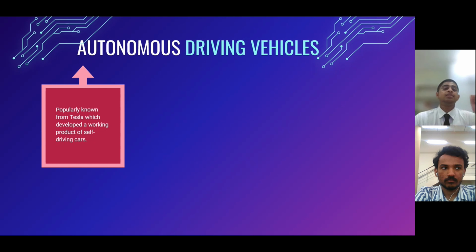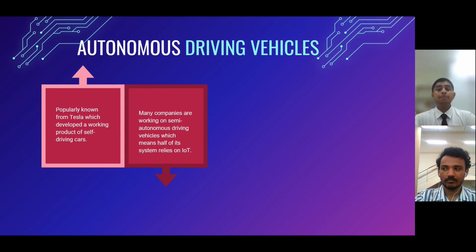Firstly, autonomous driving vehicles, a very popular topic among everyone, especially car manufacturers and also car companies. As we might have heard, this idea was popularly known from Tesla, which developed a working product of self-driving cars. And this idea was initially developed by Elon Musk, the co-founder of Tesla. After that, most car companies have been trying to catch up to this trend of supplying and manufacturing more and more autonomous driving vehicles.